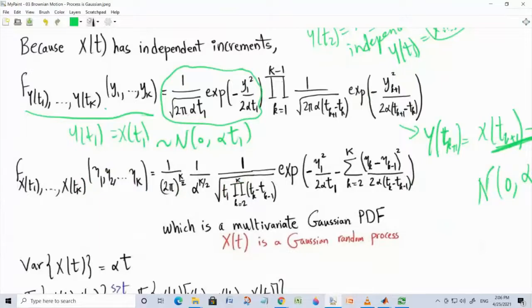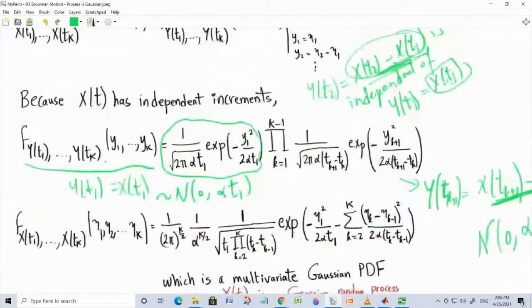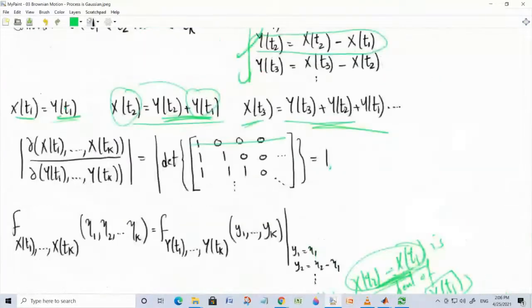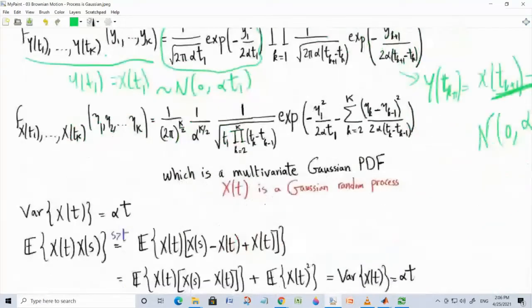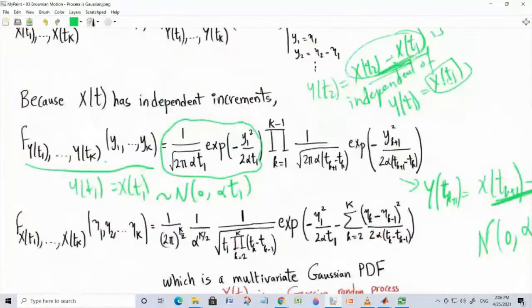And so you multiply all those together, and this will be the PDF of the y's. What about the PDF of the x's? Well, again, you can do a Jacobian transformation. The Jacobian of the transformation is equal to 1, and what you need to do is simply go to this PDF of the y's and replace y1 by eta 1, y2 by eta 1 plus eta 2, y3 by eta 1 plus eta 2 plus eta 3, and so on and so forth.